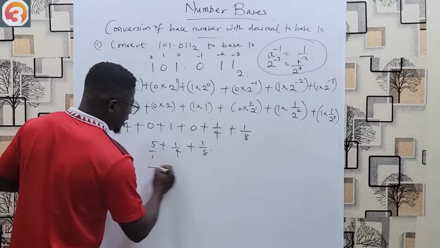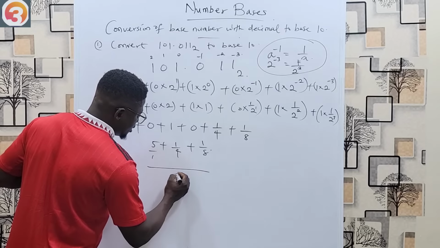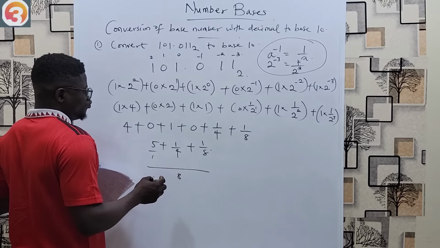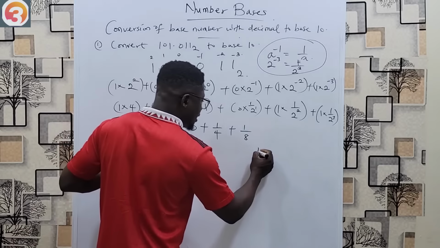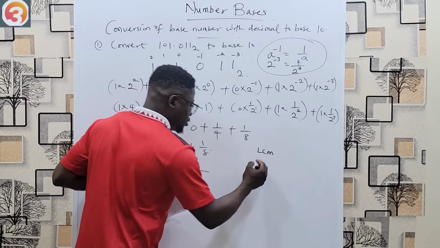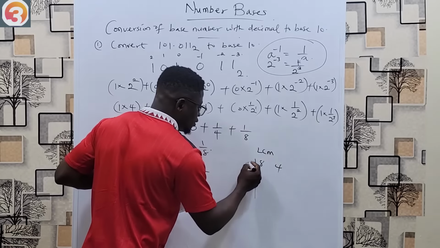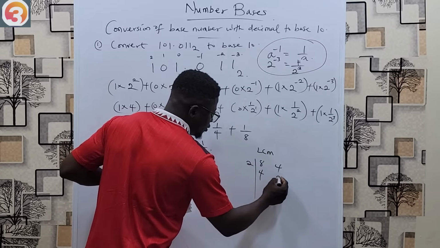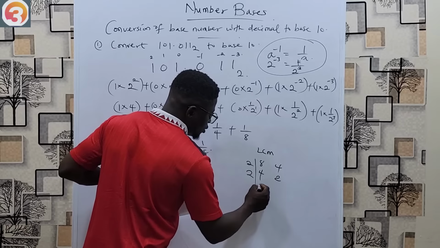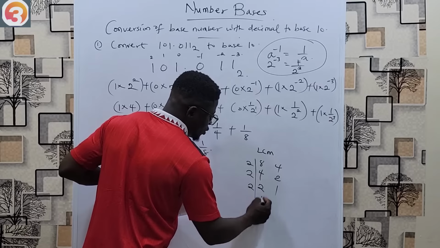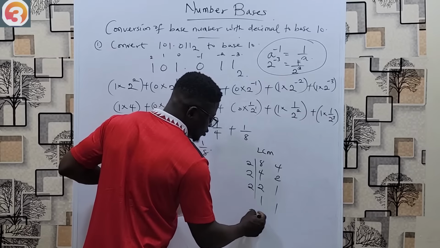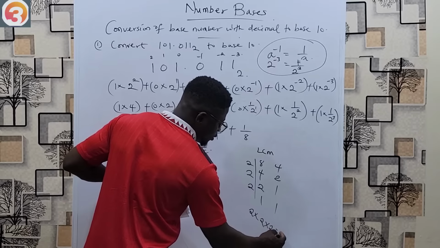So we can do LCM. LCM is 8. Isn't it? You know LCM, right? Your lowest common multiple. So this is 8, this is 4. What can go into 2? You have 4, you have 2. What can go into 2? You have 2, you have 1. What can go into 2? 1, 1. Then you multiply: 2 times 2 times 2, which is 8.